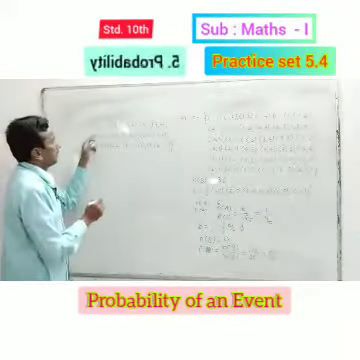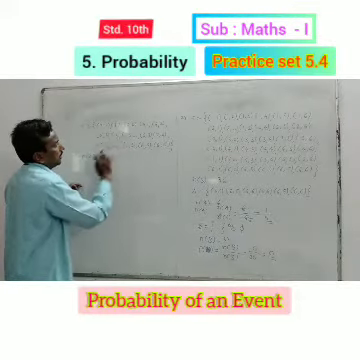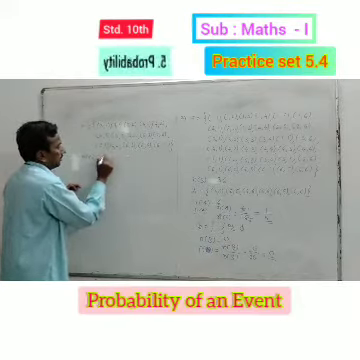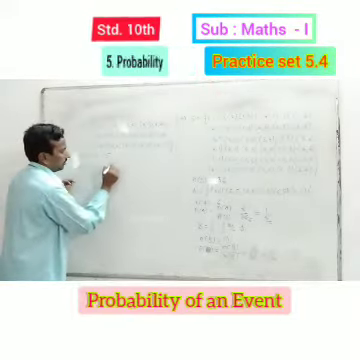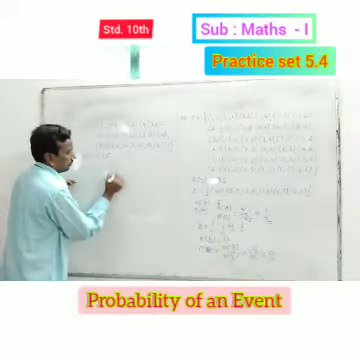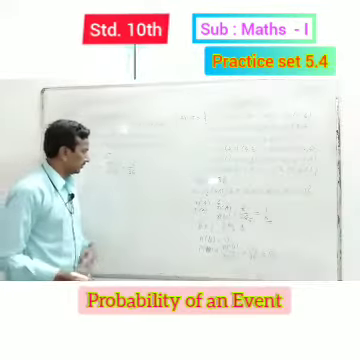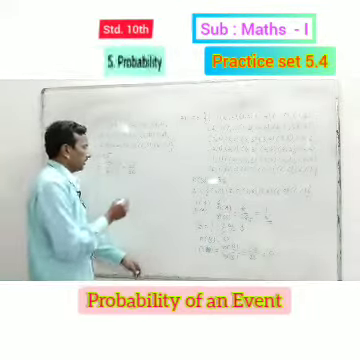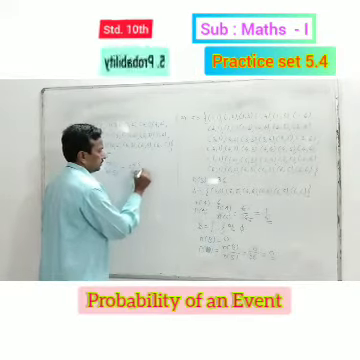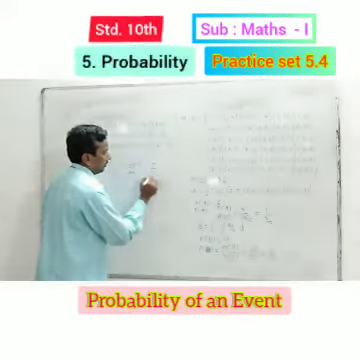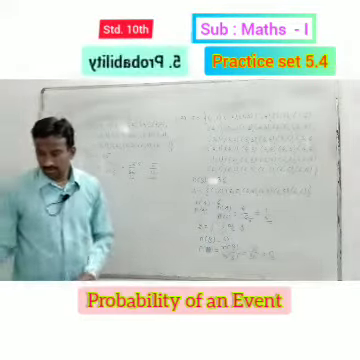Therefore, the number of C is 1, 2, 3, 4, 5, 6, 7, 8, 9, 10, 11, 12, 13, 14, 15. Now, the probability of event C is the number of C upon the number of S. The number of C is 15 and the number of S is 36. Now, dividing by 3: 3 5s are 15, 3 1s are 3, 3 12s are 36, which means 5 upon 12. Therefore, the probability of event C is 5 upon 12.